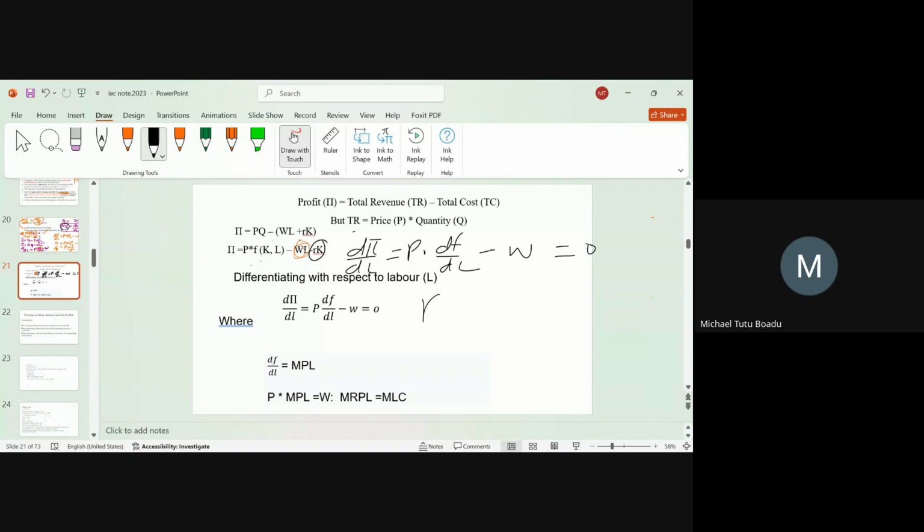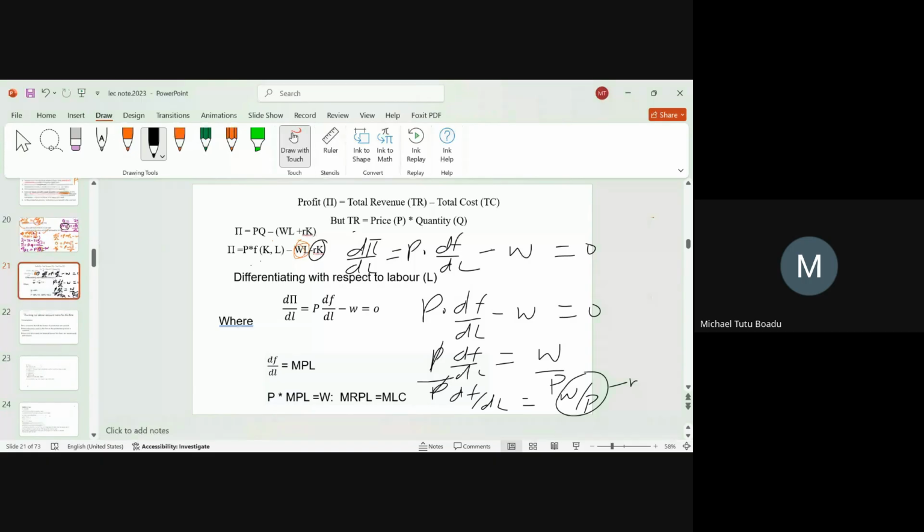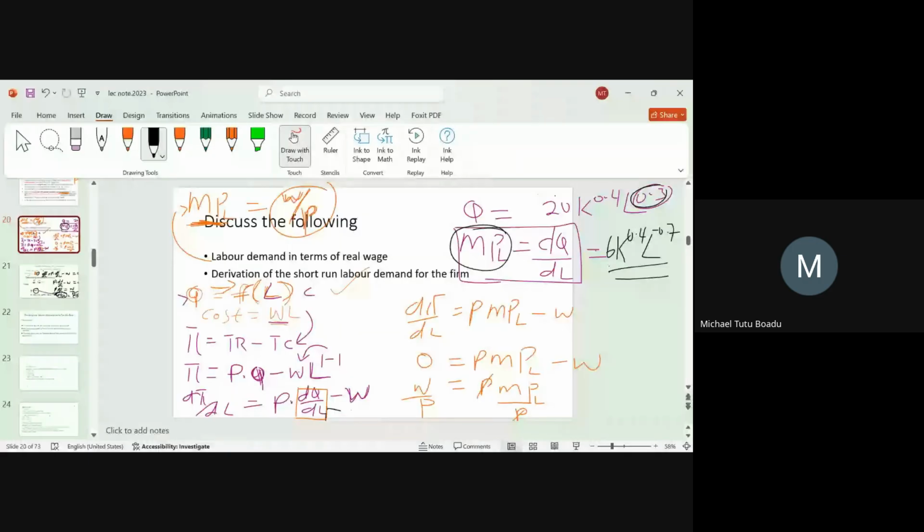So you have P times change in F over change in L minus W is equal to 0. You can now group like terms: P times change in F over change in L is equal to W. And divide through by P. This cancels. Change in F over change in L is W over P. So this is real wage, and this is labor demand. Change in F over change in L is the same as marginal product of labor, as I indicated here.